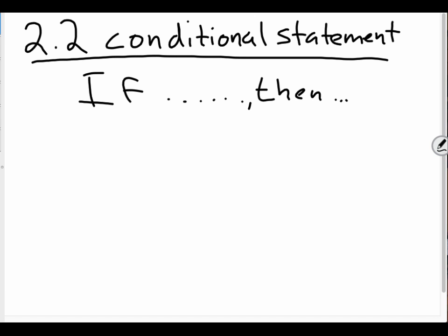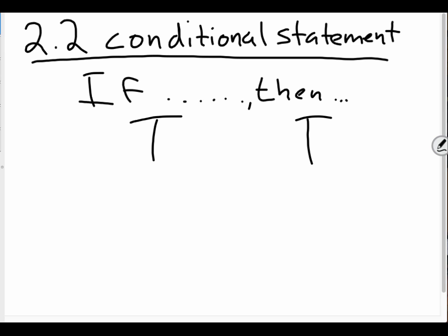So you see those bumper stickers on the back of cars? If you can read this, comma, then you're too close. That's a conditional statement. What it's saying is if you can read this, which is true, then you're too close, which is true. And that's what we're going to talk about today.